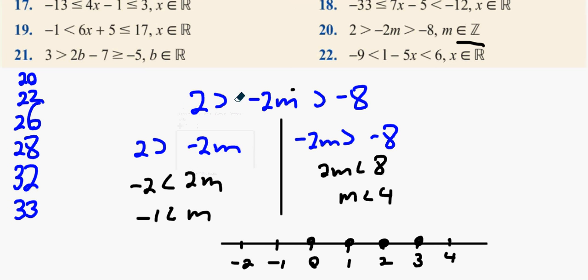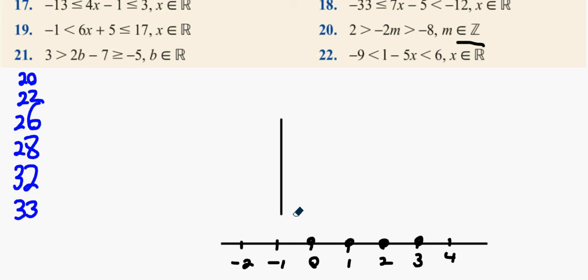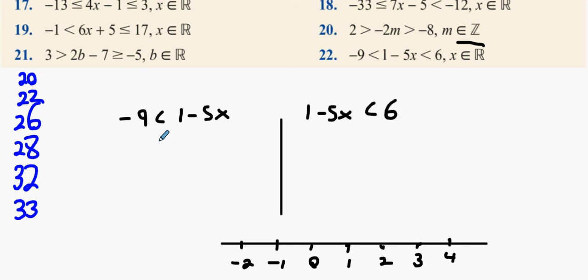Now, 22, is it? All right, 22. Same deal. Split in half: minus 9 less than 1 minus 5x, and 1 minus 5x less than 6. So what happens here? Bring the 1 over to your side and we get minus 10 less than 5x.